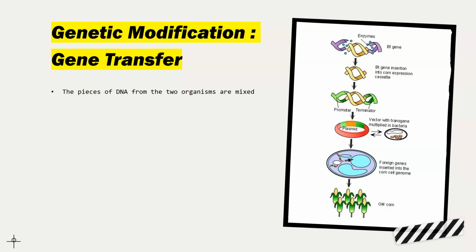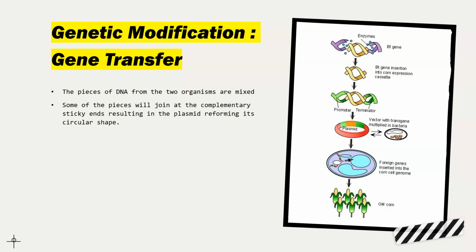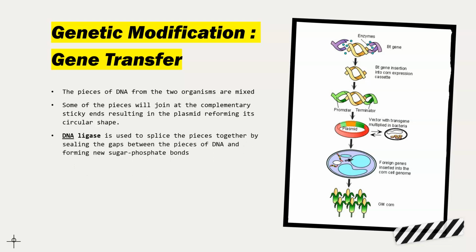So the pieces of the DNA from the two organisms are mixed. Some of the pieces will join the complementary sticky ends of the plasmid. So remember, to start off, we used PCR. We got one gene, and we used PCR to replicate it, so we've got lots of pieces of the gene that we want. So we're going to put it in with some plasmid. Some of that is going to join into that plasmid, reforming the plasmid's circular shape.